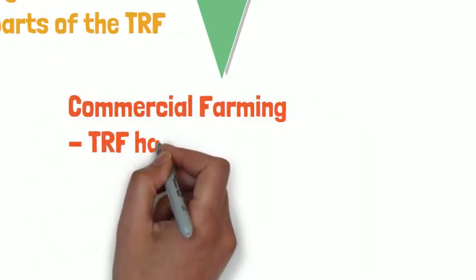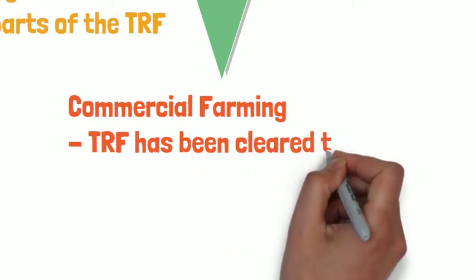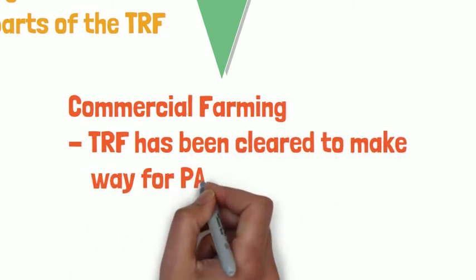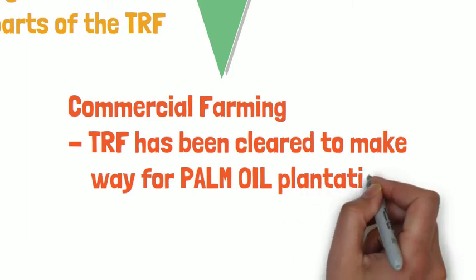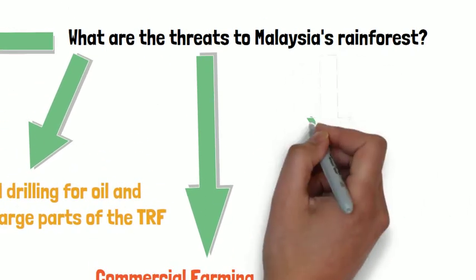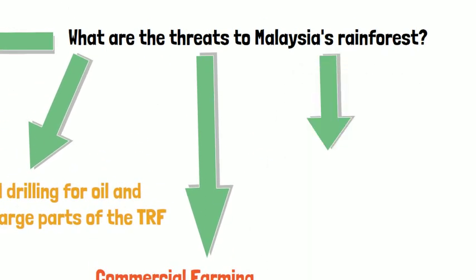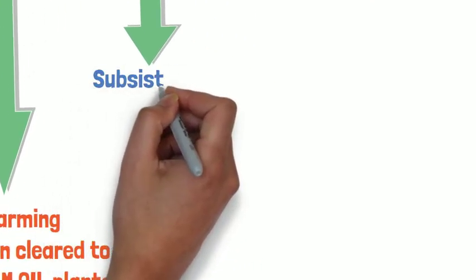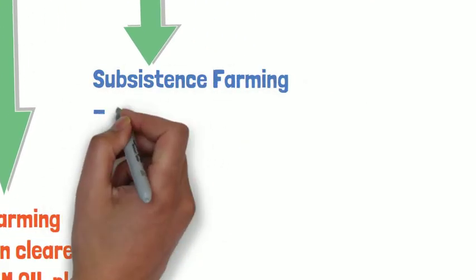Our third reason is commercial farming. So the tropical rainforest has been cleared to make way for mainly palm oil plantations. And this palm oil is a very valuable resource, and again can be sold for quite a lot of profit.